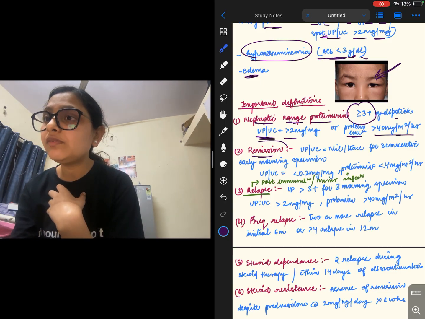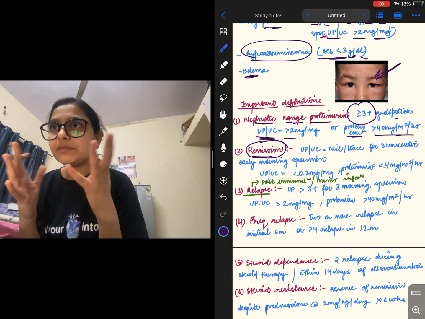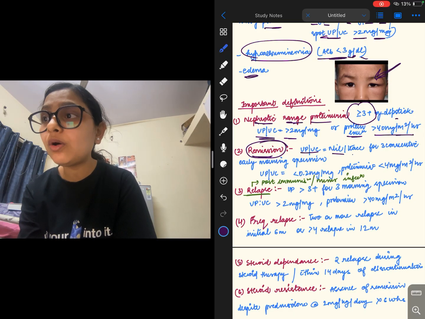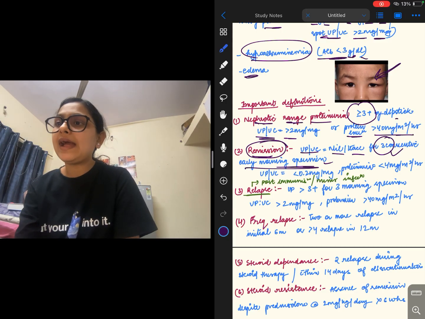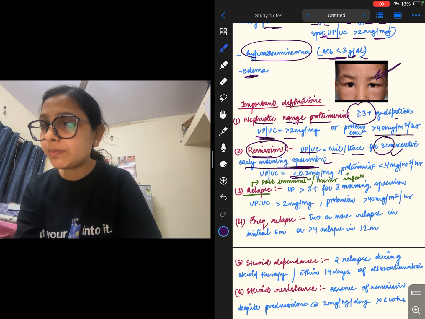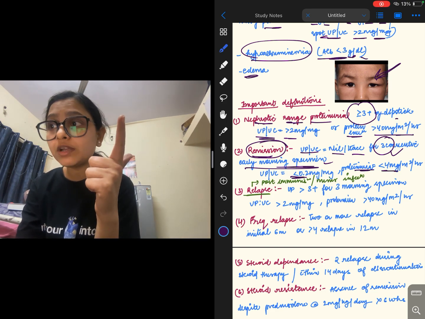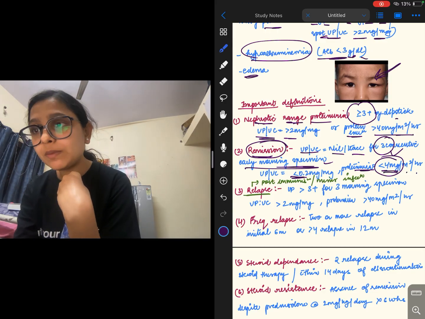Then comes remission. Remission means kind of cured. In that case UPUC should be nil or trace for 3 consecutive days in the early morning specimen, and UPUC is less than 0.2 mg per mg, proteinuria less than 4. Proteinuria in nephrotic syndrome was more than 40 mg per meter square per hour. For remission it should be less than 4 mg per meter square per hour.